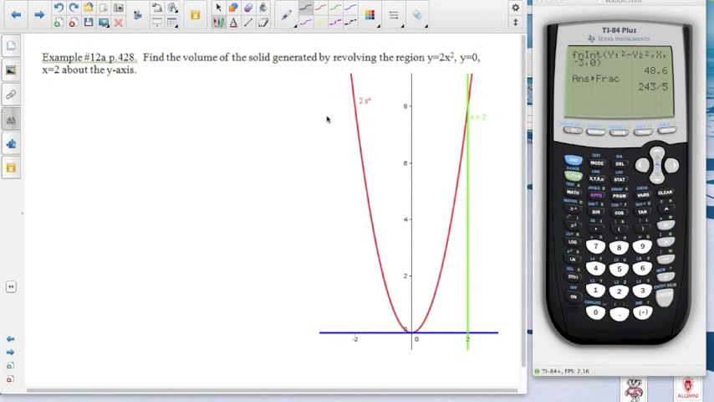For this last example, we have another quadratic region, 2x squared, and that quadratic region, when bound by the lines y equals 0, which is this blue line here, and the line x equals 2, gives this region right here, and we're going to revolve that about the y-axis.